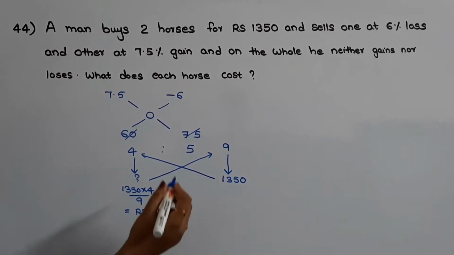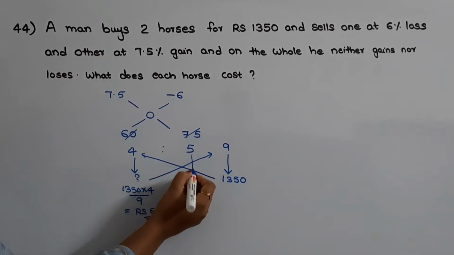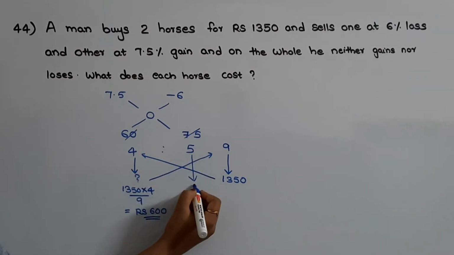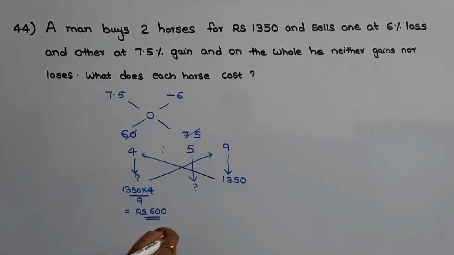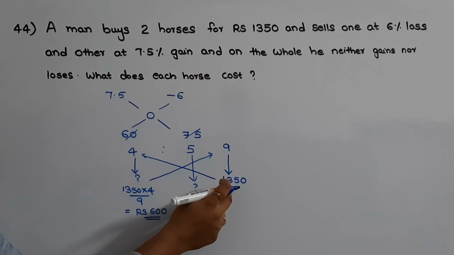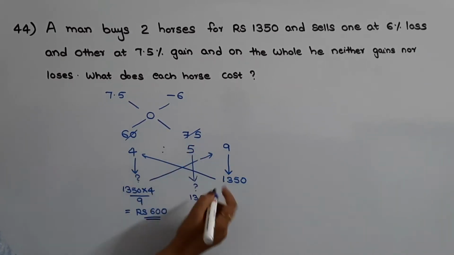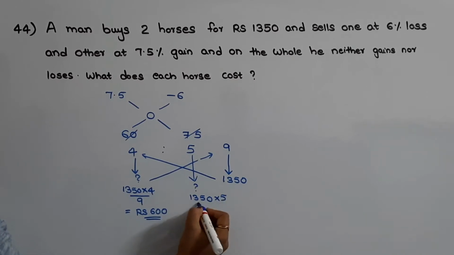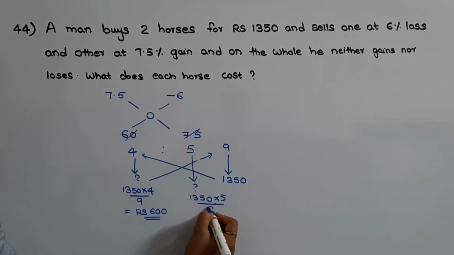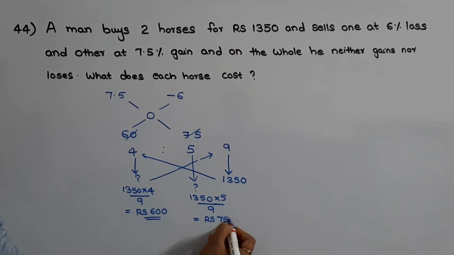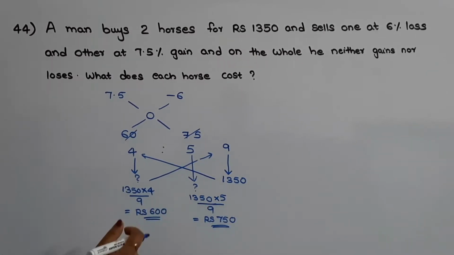Similarly, you can find out the cost of the other horse by finding out the value of this 5. So here also you need to do cross multiplication. That is 1350 into 5 divided by this 9. So on solving this, you will get it as rupees 750. So these are the costs of the horses.